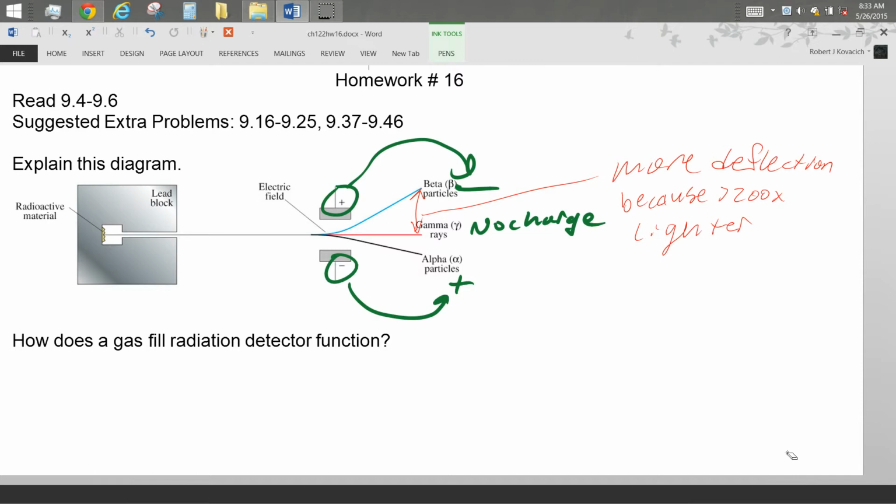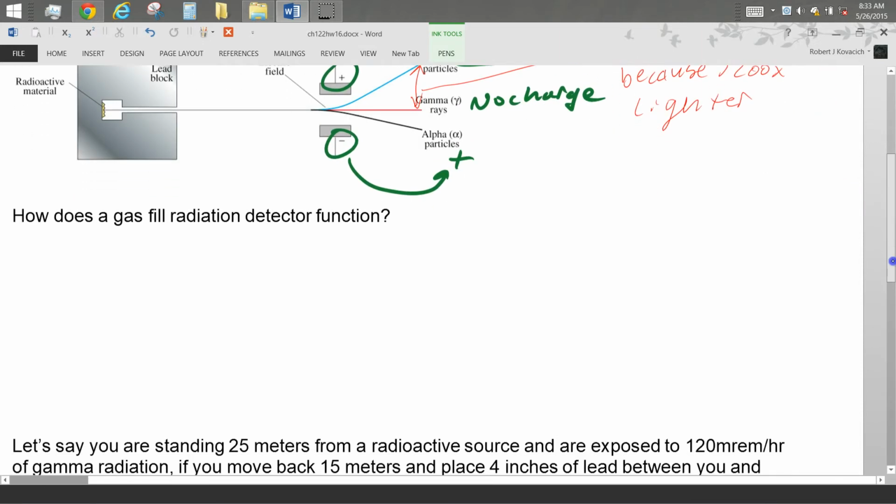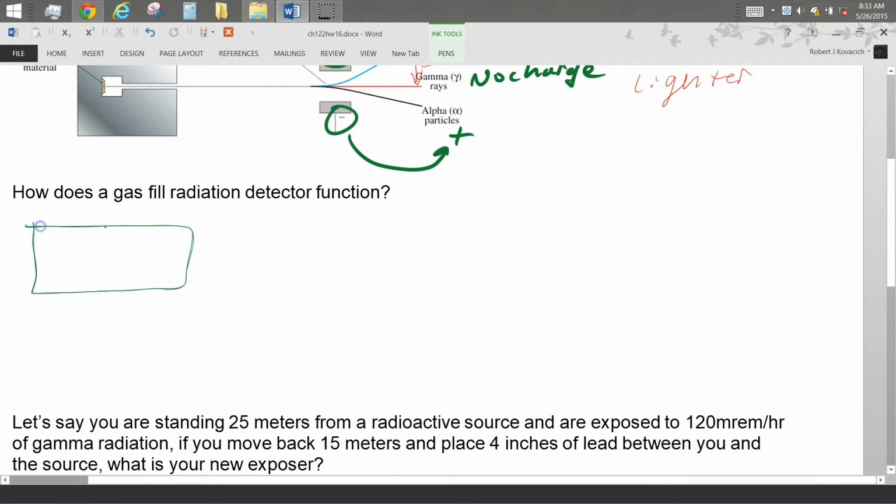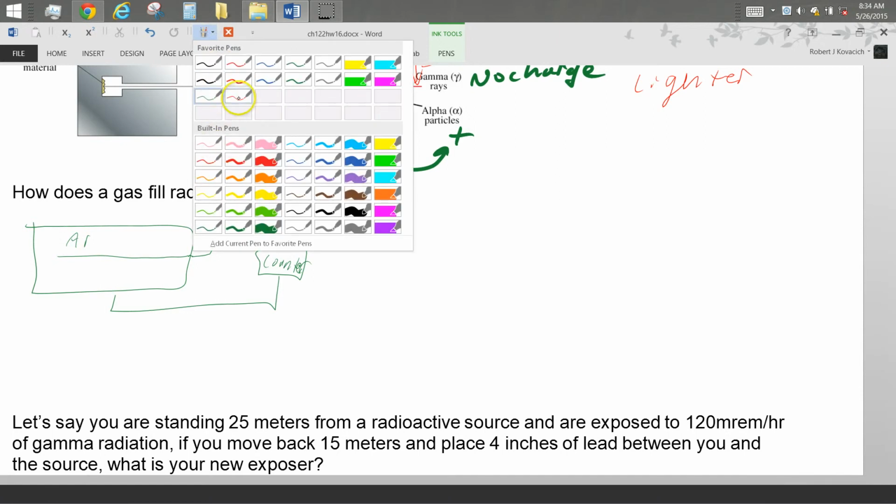What are we going to say for this radiation detector? What happens? Something like the electron breaks apart and it goes through the circuit and gets counted and then comes back and reattaches to argon. Sounds good.